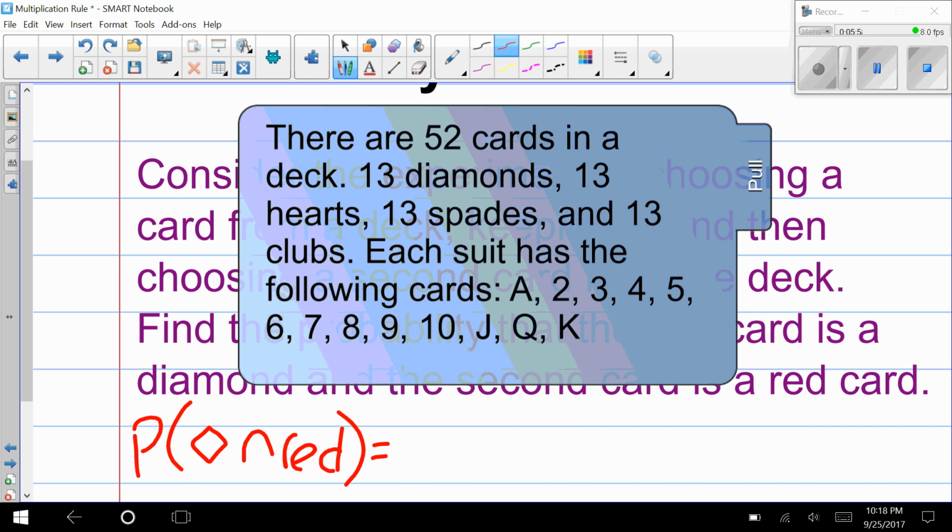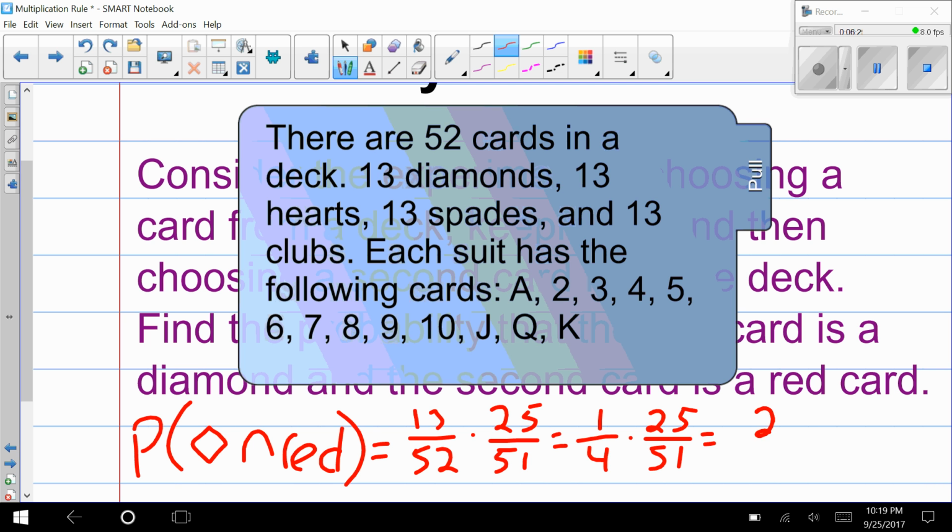What you should have done: the probability of a diamond is 13 over 52 because there are 13 diamonds in the deck. And if I keep that card out, a diamond is a red card. There are 51 cards left in the deck. And out of my original 26 red cards, there are only 25 left. It would make sense to simplify my 13 over 52 to 1/4. And 25 over 51 does not simplify. So we multiply straight across and we get 25 over 204 for our final probability.